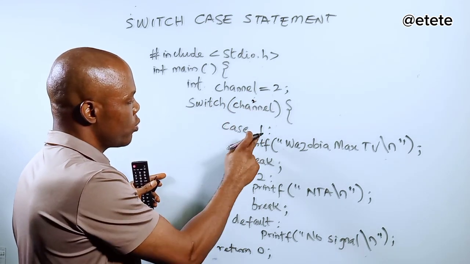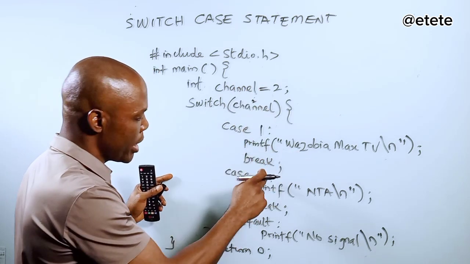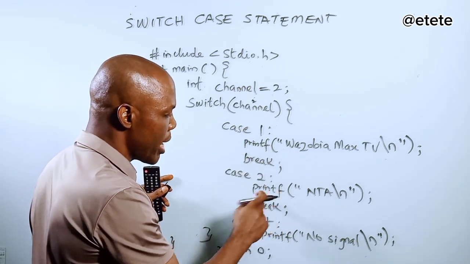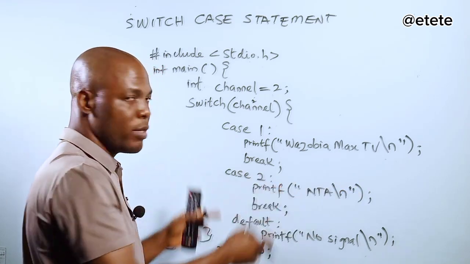It will check case 1. No. It will skip this one. Then it will come to case 2. Yes, it will go in and it will print NTA, meaning it will change the channel to NTA. That is basically what is happening.